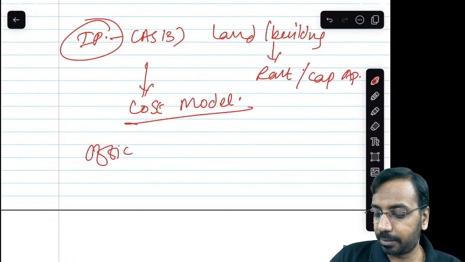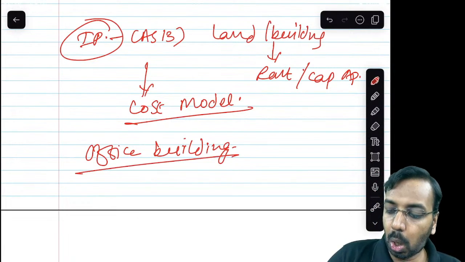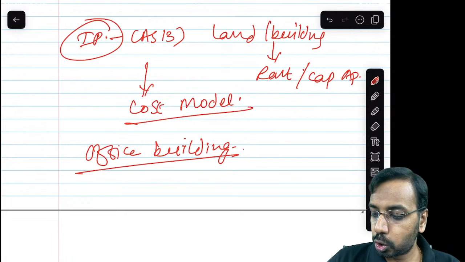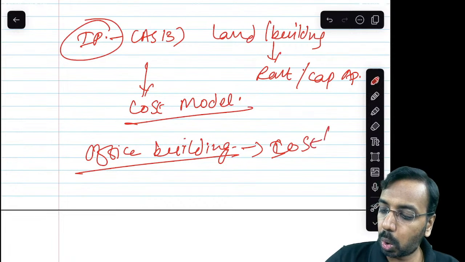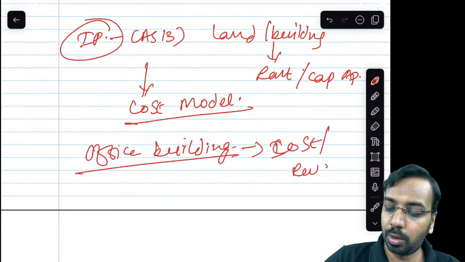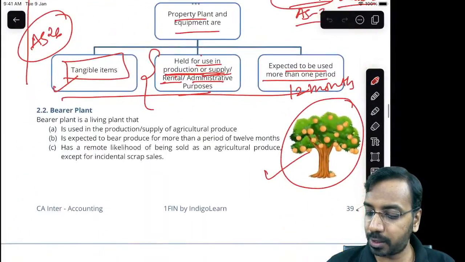If it is my office building, an office building is not for investment purpose. So for an office building, you can use the cost model or you can use the revaluation model. Both of them are perfectly fine, right? So this is as far as the scope is concerned.